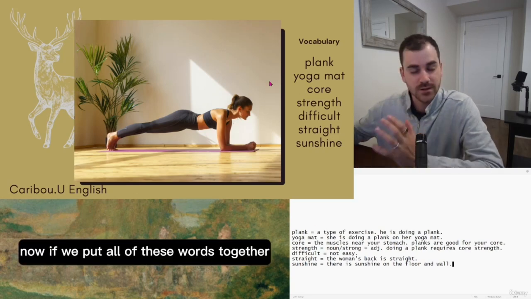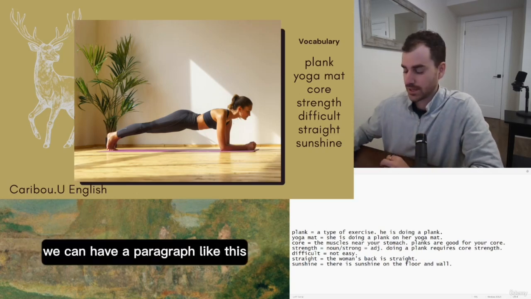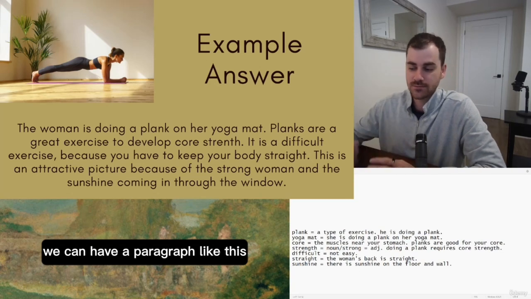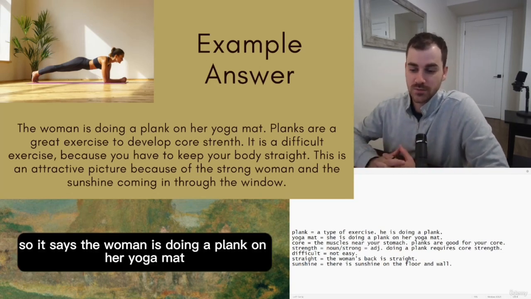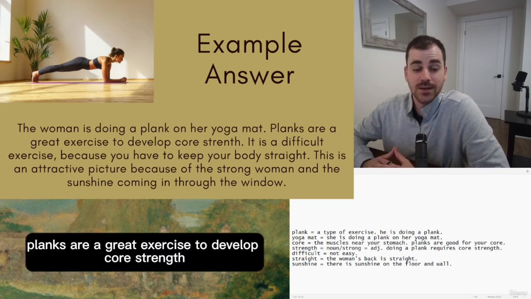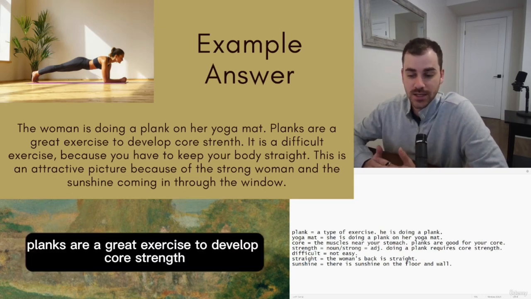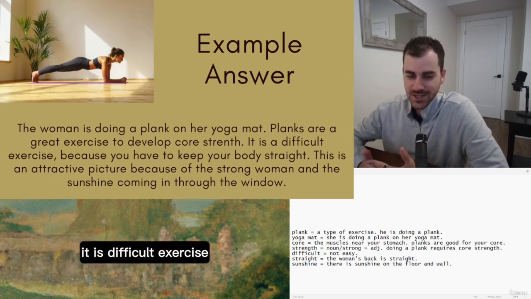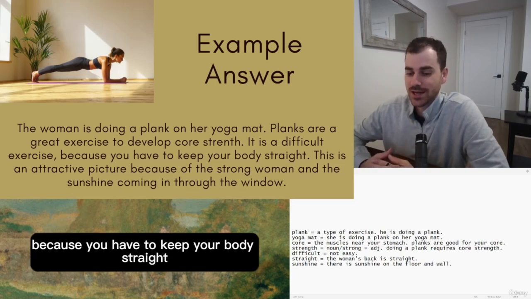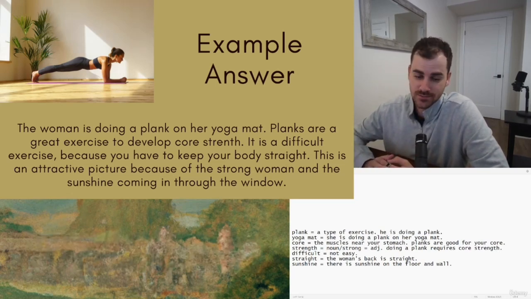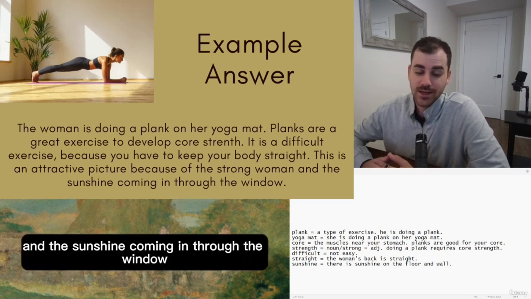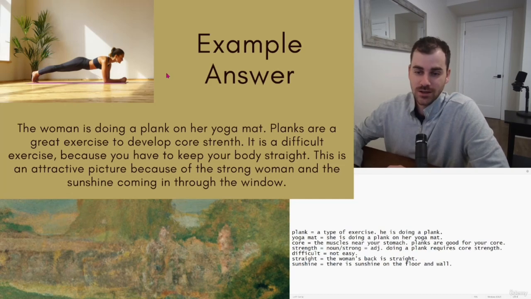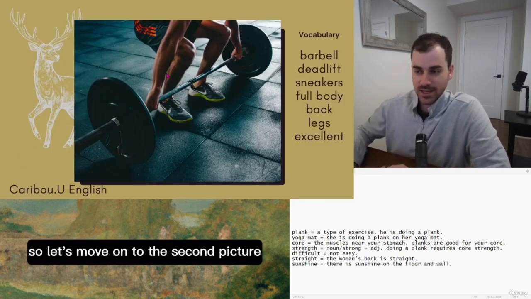Now, if we put all of these words together, we can have a paragraph like this. So it says, the woman is doing a plank on her yoga mat. Planks are a great exercise to develop core strength. It is a difficult exercise because you have to keep your body straight. This is an attractive picture because of the strong woman and the sunshine coming in through the window. So let's move on to the second picture.